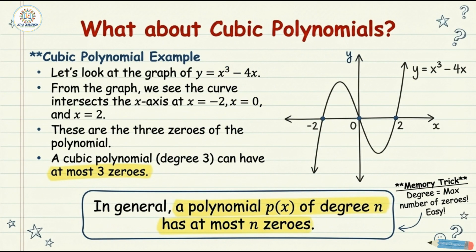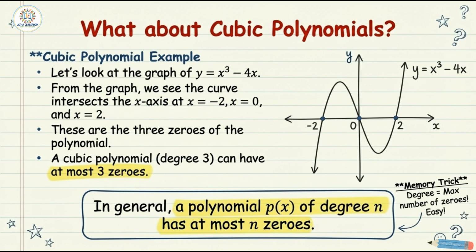What about cubic polynomials? Cubic polynomial example. Let's look at the graph of y equals x cubed minus 4x. From the graph we see the curve intersects the x-axis at x equals minus 2, x equals 0 and x equals 2. These are the 3 zeros of the polynomial.